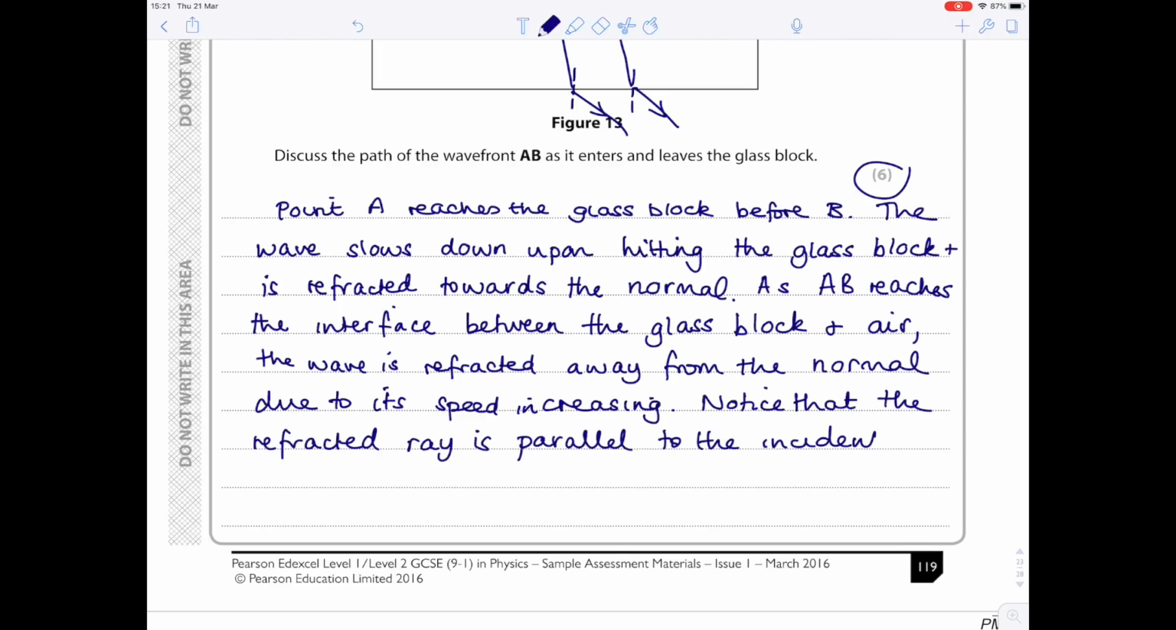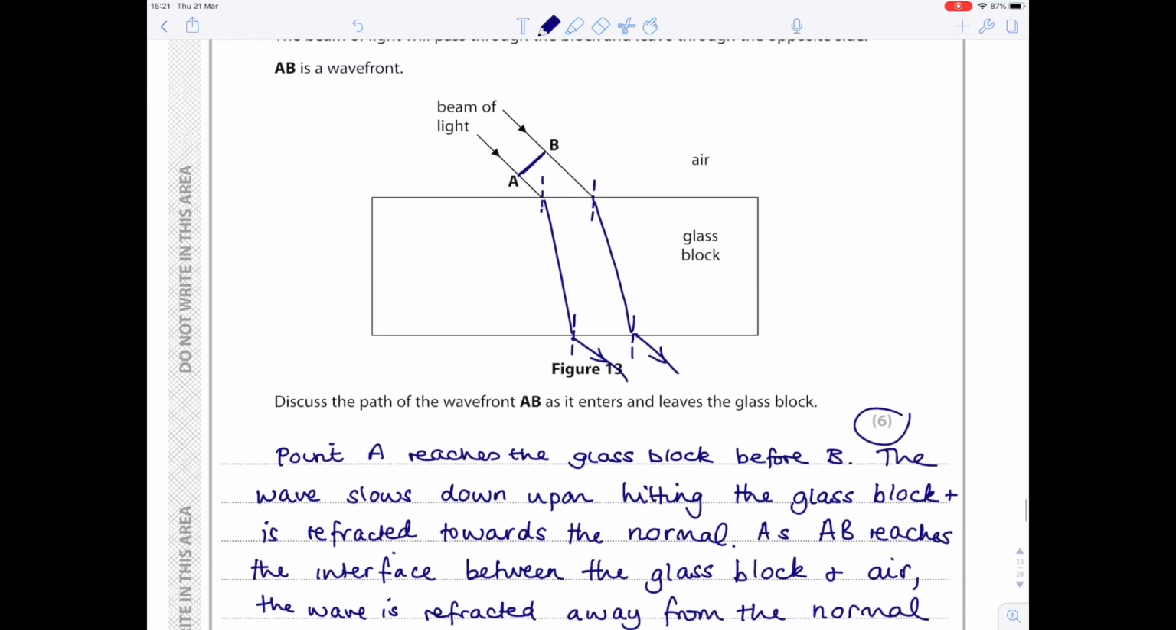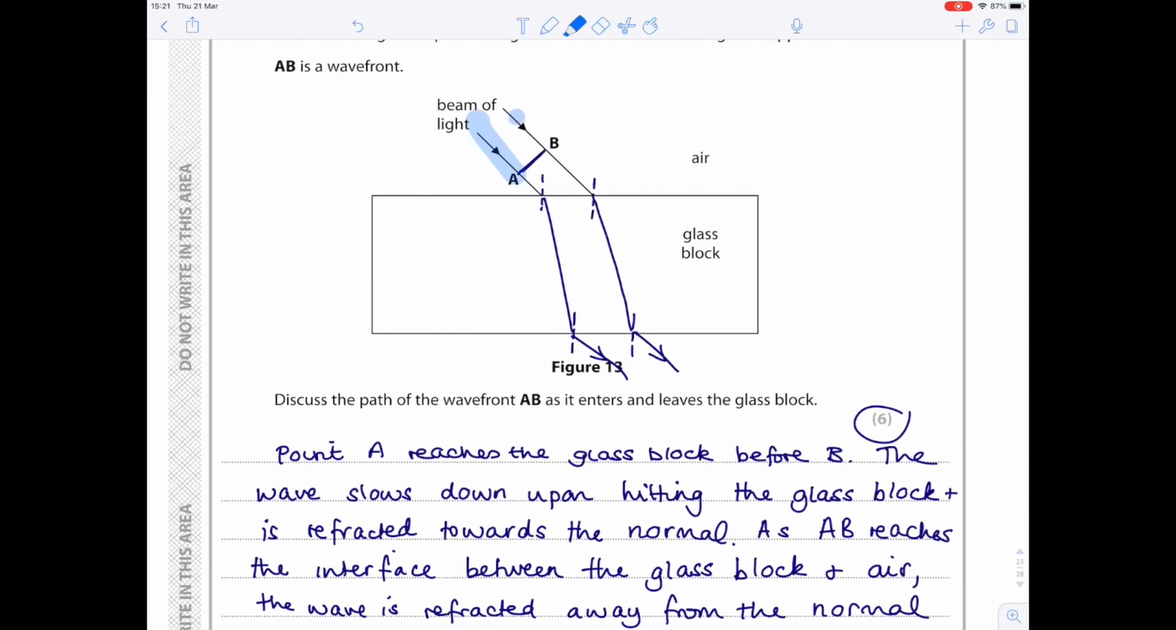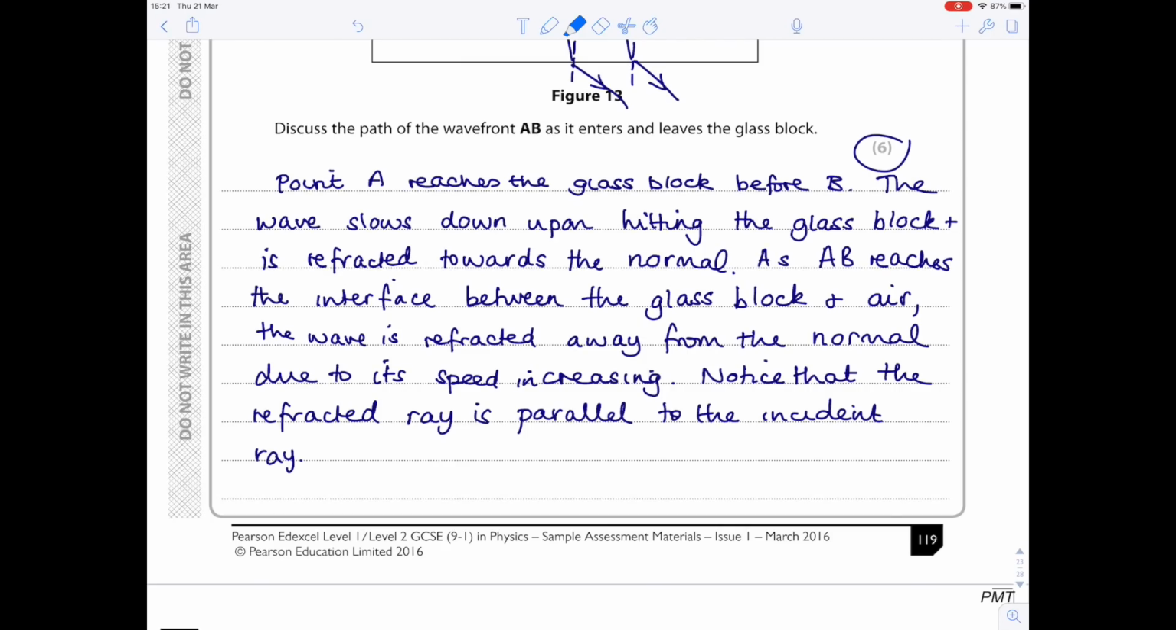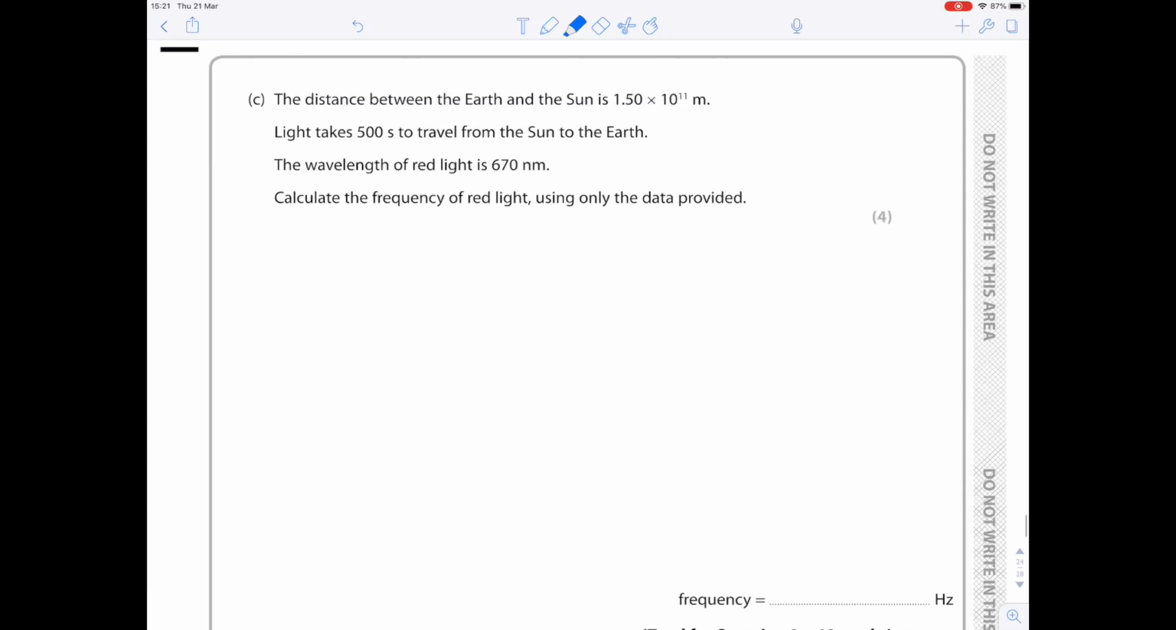So this last point, notice that the refracted ray is parallel to the incident ray. The incident ray is the one which actually enters, so down here. So yeah, quite a lot to say here. Having a look at the mark scheme, they're quite obsessed about the difference between A and B. So there's another mark for saying that by the time B reaches the block, it will have travelled further than A. And then at the other face, you can say that A exits first. But I don't know, I prefer my answer.